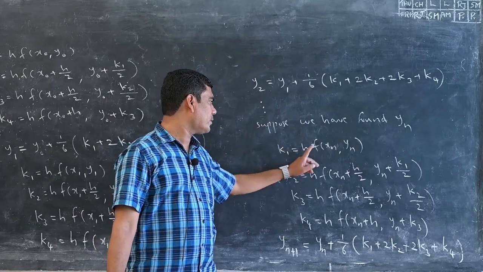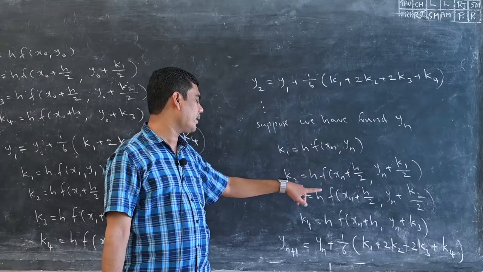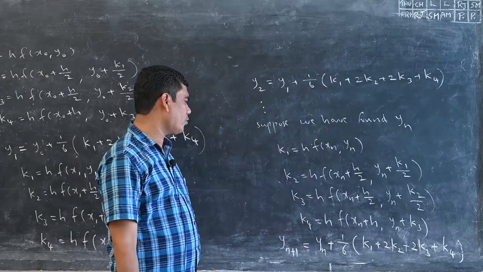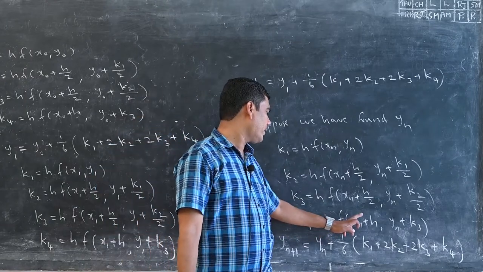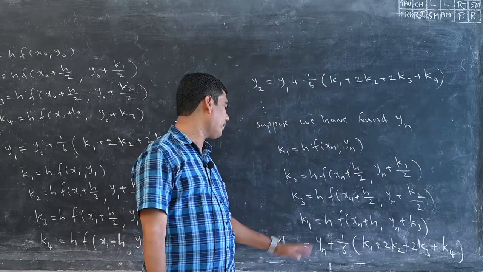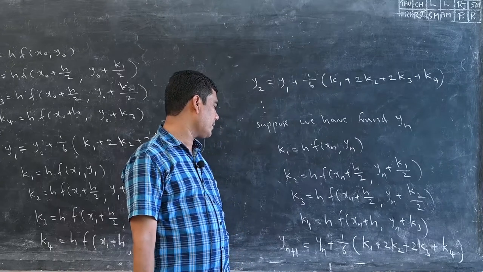k1 is h into f of xn yn, k2 is h into f of xn plus h by 2, yn plus k1 by 2, k3 is h into f of xn plus h by 2, yn plus k2 by 2, k4 is h into f of xn plus h, yn plus k3. Then yn plus 1 is yn plus 1 by 6 into k1 plus 2k2 plus 2k3 plus k4.